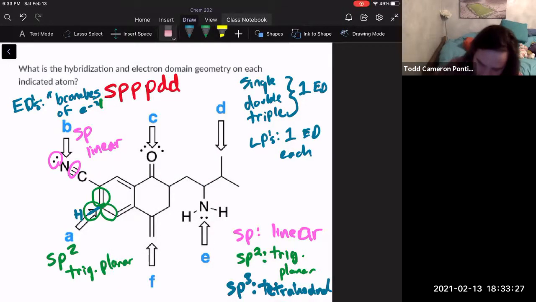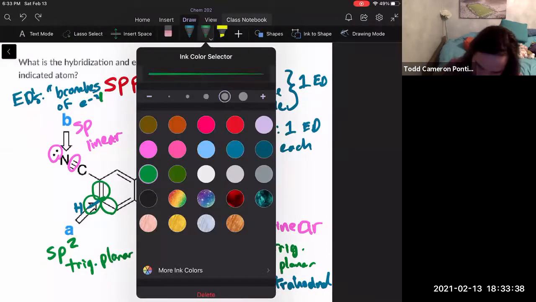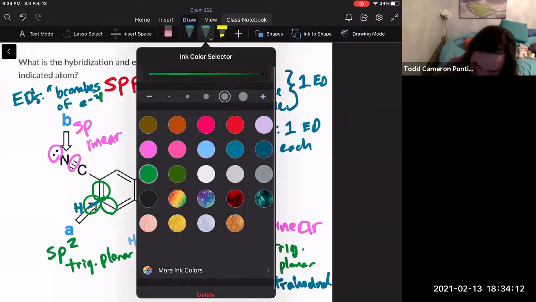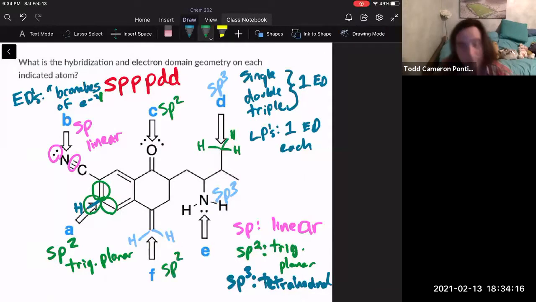All right, choice C has 1, 2, 3 electron domains. So choice C is also going to be sp2 hybridized as well. D, now remember there's some sneaky hydrogens. 1, 2, 3 hydrogens not depicted. So this one has, wait for it, 1, 2, 3, 4 electron domains, which means this is sp3 hybridized. E is also sp3 hybridized. And F, there are two sneaky hydrogens in there. So F is just going to be sp2. Okay, all right, we're done with this one. On to the next one.